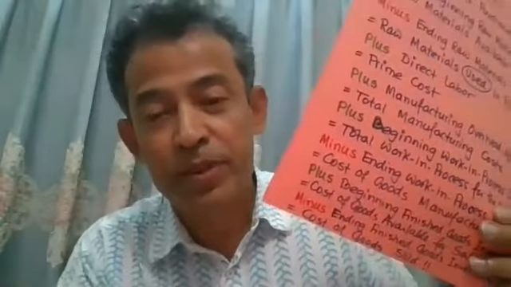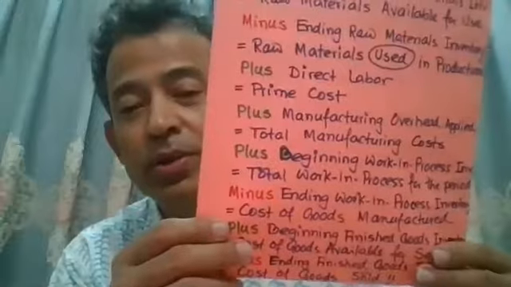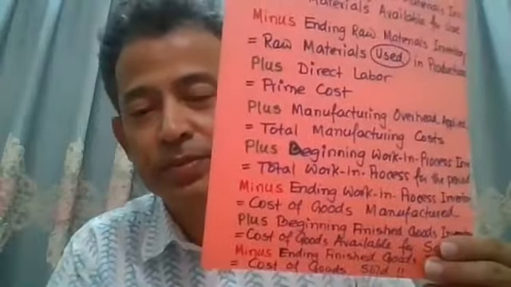So all the things that we have thrown in during this period, plus the beginning work in process, gives us total work in process for the period. And then once you subtract the ending work in process, you now have cost of goods manufactured. Remember, total manufacturing cost plus beginning work in process minus ending work in process gives you cost of goods manufactured.